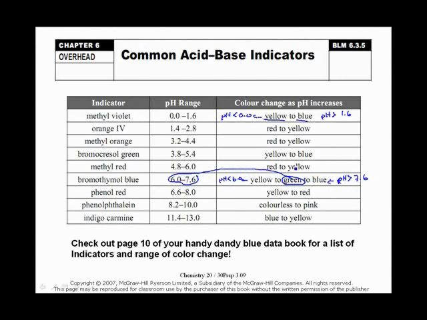So the numbers in the pH range, and sometimes students get confused by this, it tells you the range over which the color of your indicator changes. It's not the limit of what pH the indicator can do, it's the area over which it changes color.